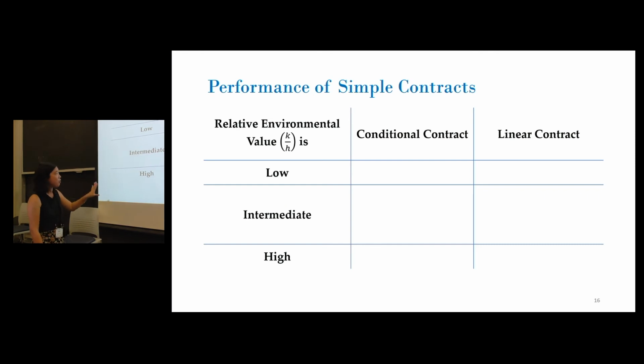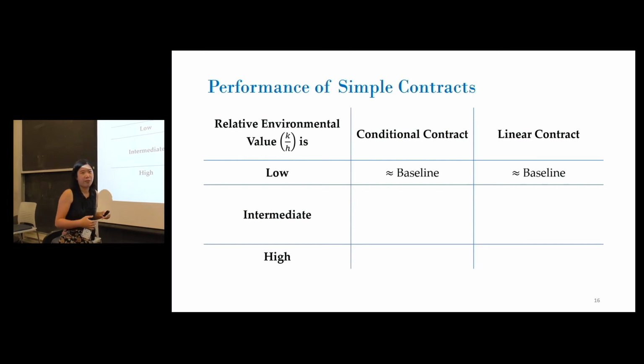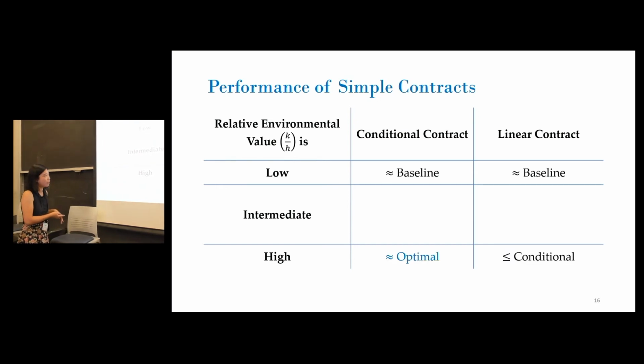And so, a summary of the results so far: we basically have these 3 regimes for the relative environmental value of the land. If it's low, then the conditional and linear contracts both perform like the baseline. You don't really pay the agent anything. That's optimal anyway, because you don't really have high value for the land.